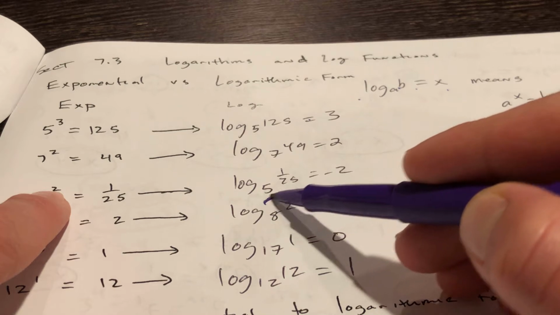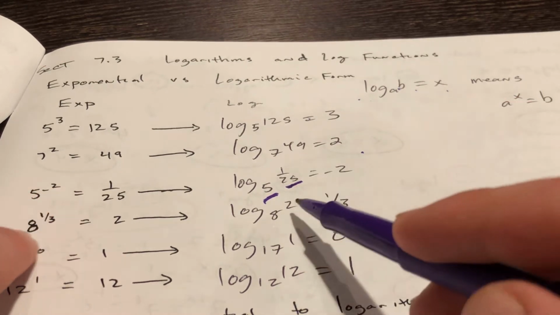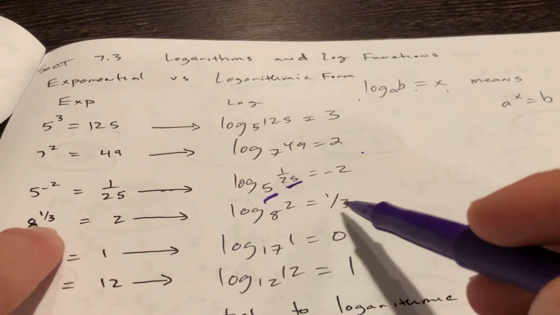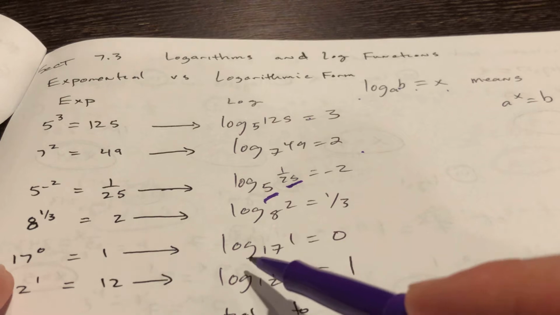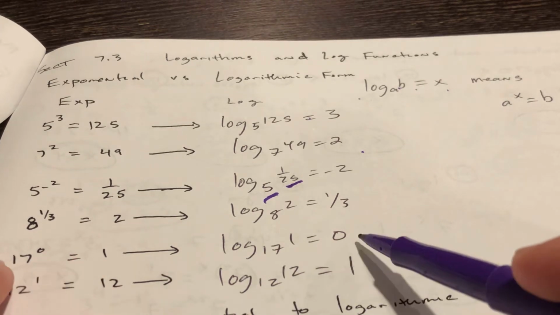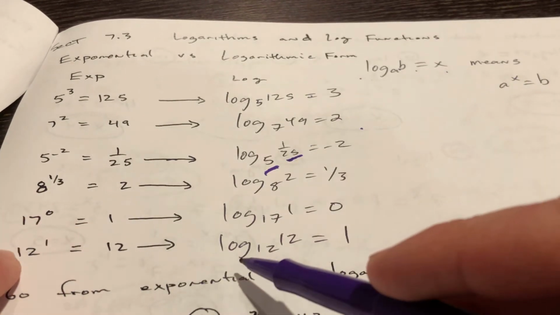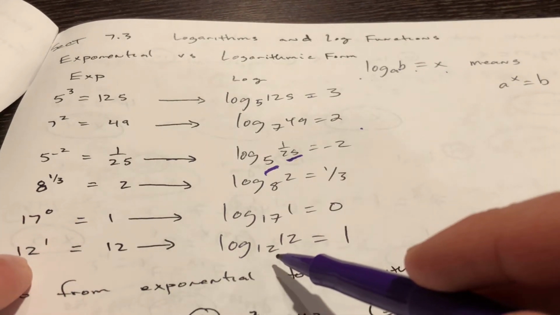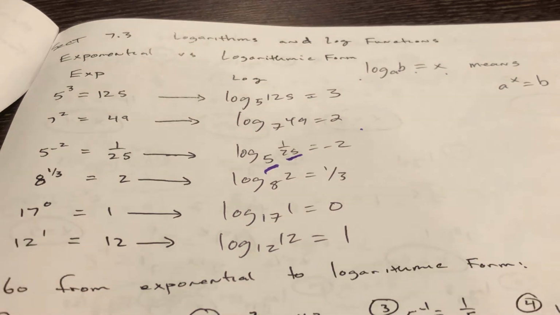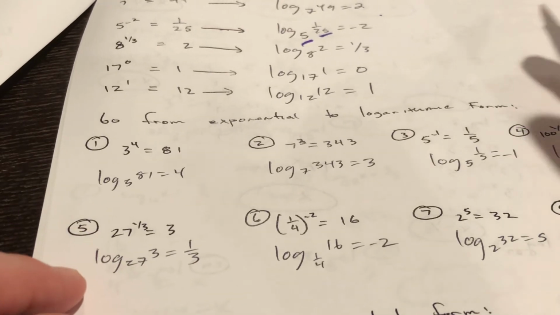Both the base and what we call the answer have to be bigger than 0. This can be anything. Log base 8 of the answer 2 equals the exponent 1/3. Log base 17 of the answer 1 equals the exponent 0. And finally, log base 12 of the answer 12 equals the exponent 1. All right, it's pretty easy to go from exponential to logarithmic form here.